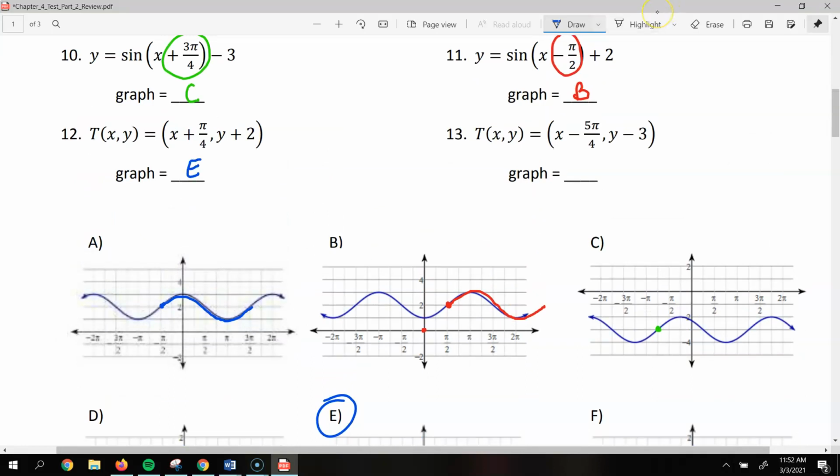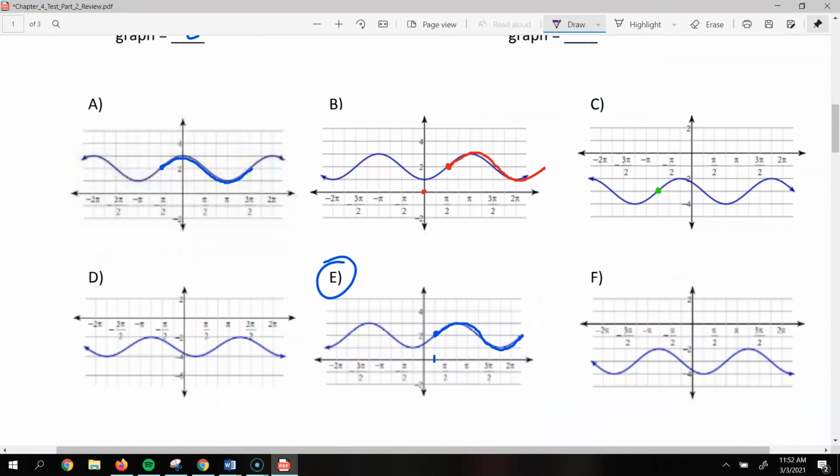All right, let's look at number 13 here. So for number 13, again, I'm going to start with the fact that it's going to go down 3 units. We want to figure out which one of these graphs moved down 3 units. Well, then our options are only C and F. So C and F go down 3 units.